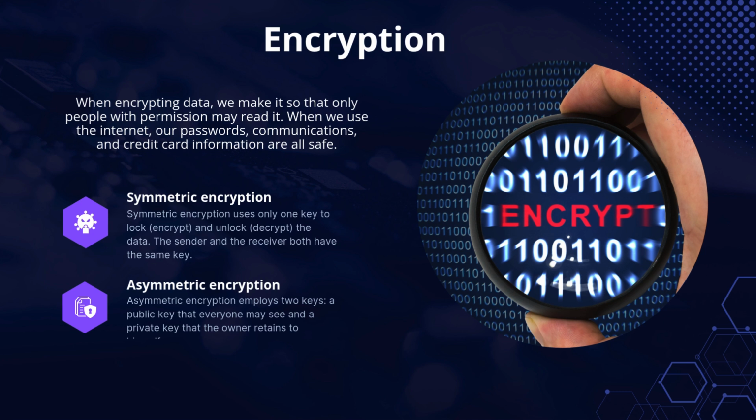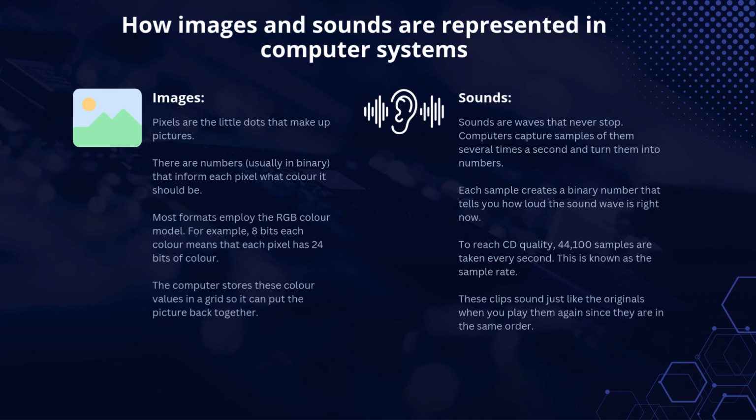In the internet era, the sender and the receiver both have the same key. And what's the second technology? It's asymmetric encryption, which employs two keys: a public key that everyone may see, and a private key that the owner retains to himself. How images and sounds are represented in computer systems.